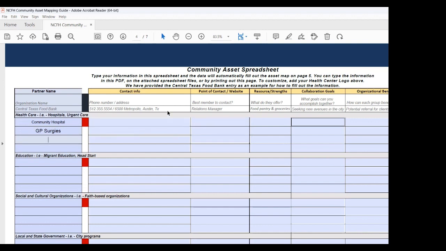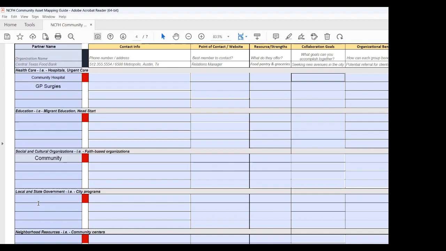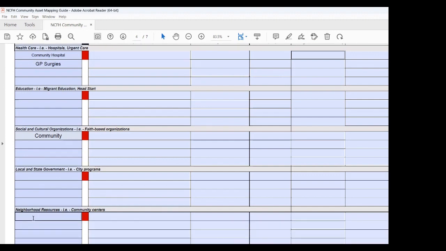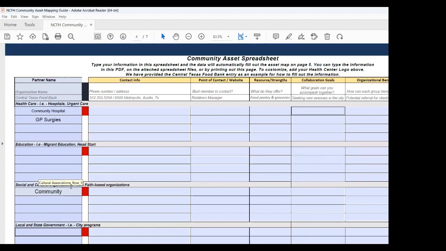What about a community group that runs a coffee morning or something like that? Yeah, I would put those in social and cultural. Social and cultural. Okay. Library would go under social, or they might go under neighbourhood resources, libraries, or health centres. Yeah, health centres. Thank you.